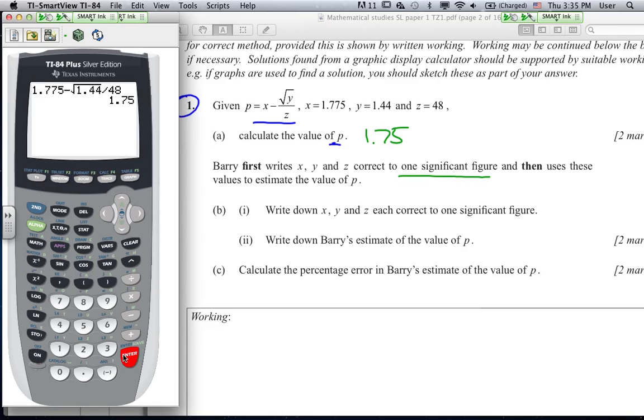Then it says Barry first writes x, y, and z correct to one significant figure and then uses these values to estimate the value for p. Write down x, y, and z correct to one significant figure.